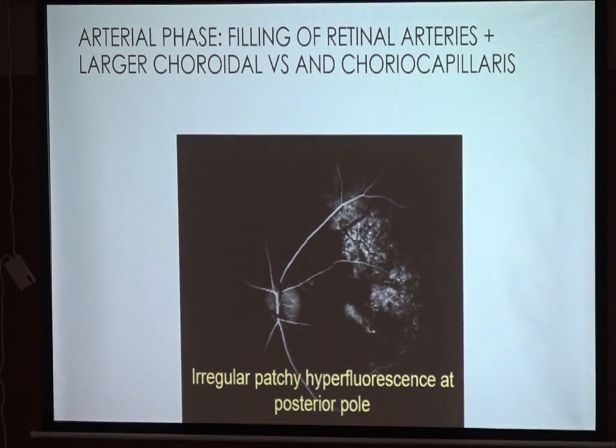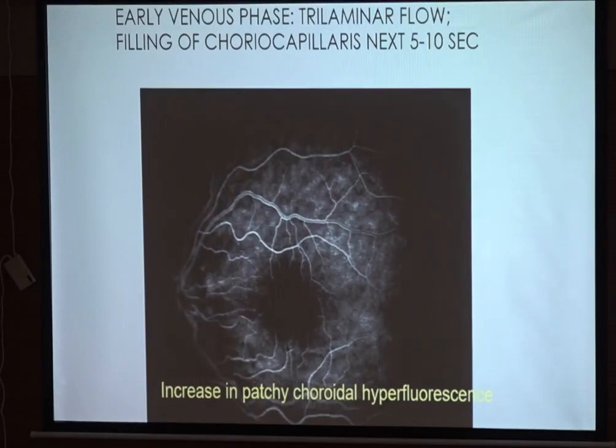So if we see the arterial phase, it just begins 1 to 2 seconds after the choroidal phase. Here you are seeing irregular patchy hyperfluorescence at the posterior pole, which is the choroidal hyperfluorescence, plus the arteries have started getting filled in, which is 9 to 12 seconds after the injection of dye. And then this is the early venous phase. You can see the trilaminar flow of the veins. You can see you have this dye towards the side, and the center one is a hypofluorescent area. So this is the early venous phase.